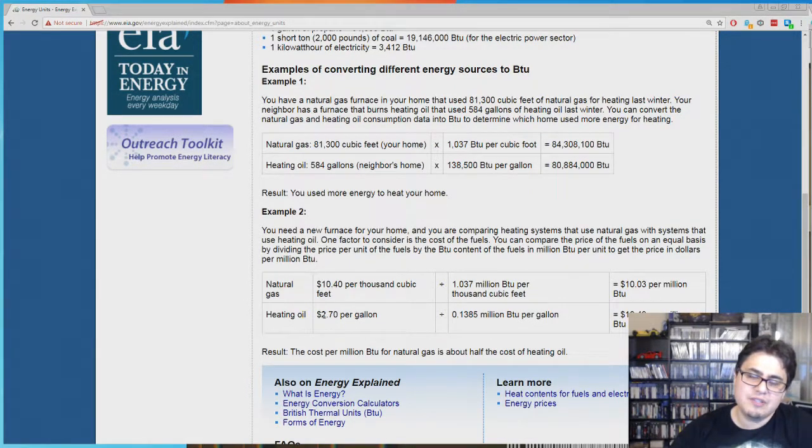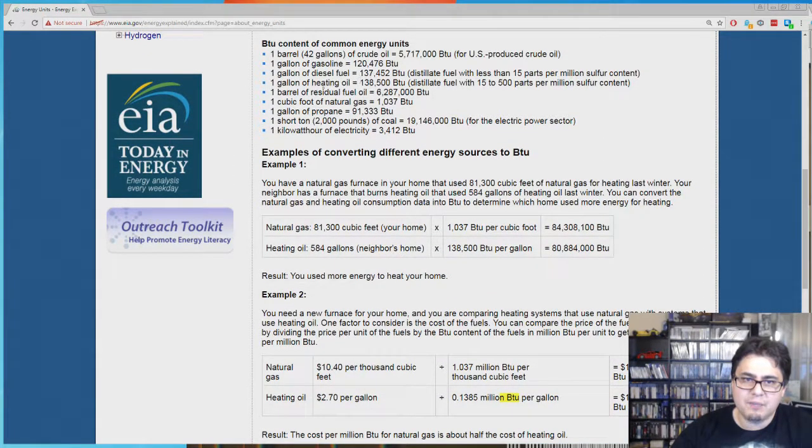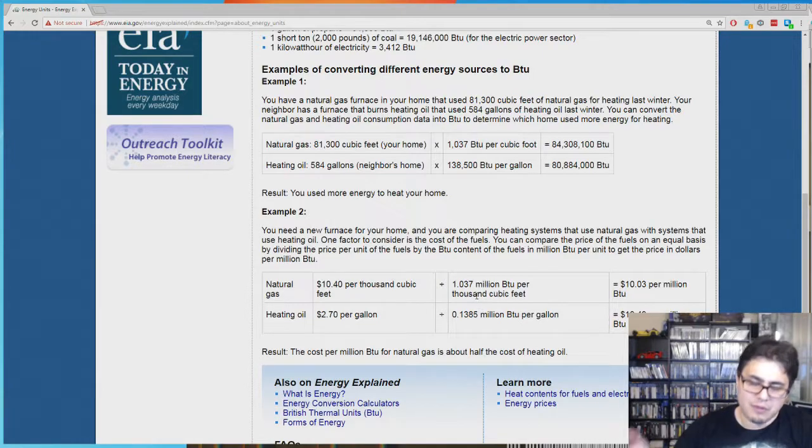Looking at heating oil, we could do the same calculations of $2.7 per gallon. You divide by 0.1385 million BTUs. I mean, really, literally, we got it up here. 1 gallon heating oil is 138,000 BTUs. We're just throwing the decimal place over to get a million, right? And so you do the calculations here, it's $19 per million BTU. So you can see here, heating oil is actually twice as expensive to use to heat my house than natural gas. So what would I use? Obviously, I should use natural gas, right?